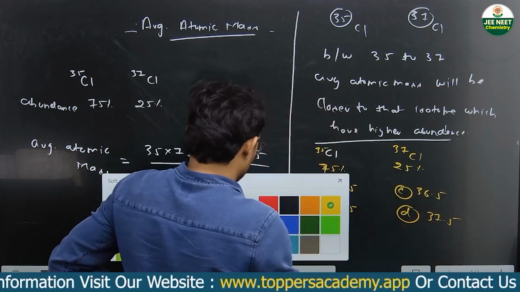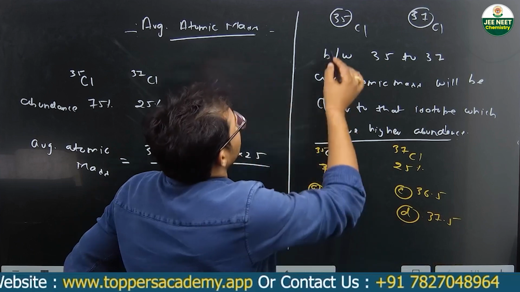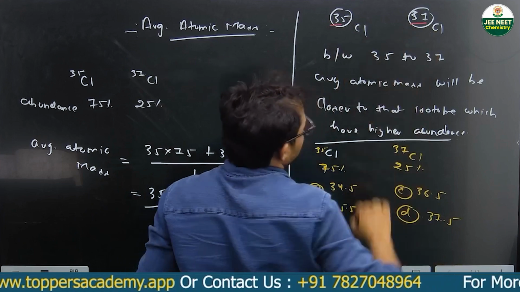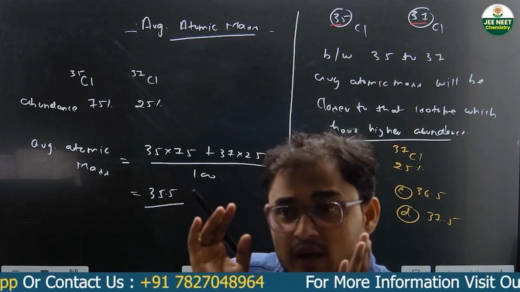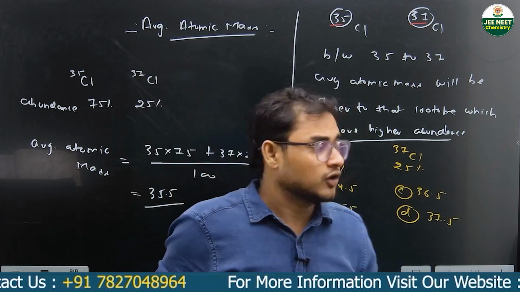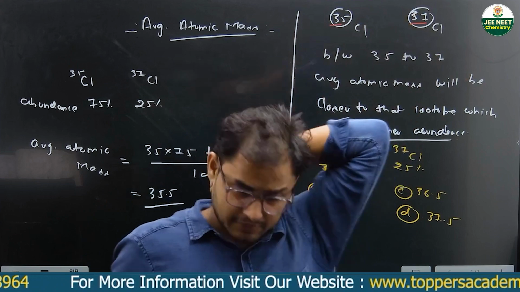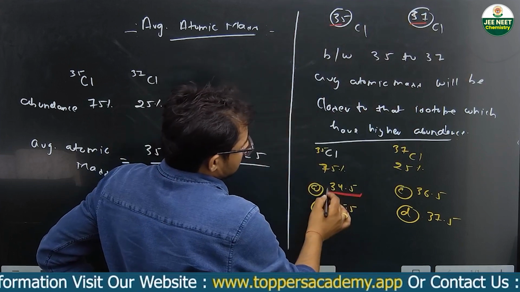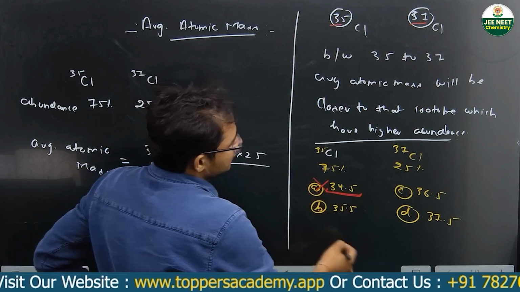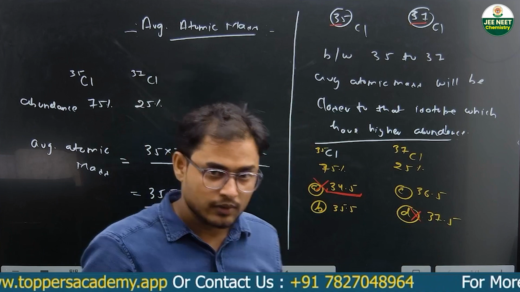As I have told you, my dear students, the answer will be in between 35 and 37. The answer will be in between the atomic masses of the isotopes. It cannot be less than 35 or more than 37, right? Listen, this option is less than 35, so it is wrong. This option is more than 37, it is wrong. So two options are wrong, right?